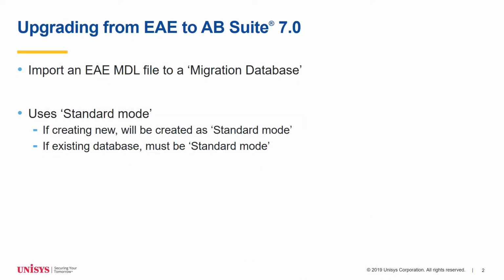The process of upgrading from EAE to AB Suite 7.0 will start with the import of an EAE MDL file to a migration database. Now, the import of EAE MDL files will always use standard mode. So if this import is creating a new model database in AB Suite, then that will be created as a standard mode model. If you're importing into an existing model database, then that model database must already be a standard mode model database.